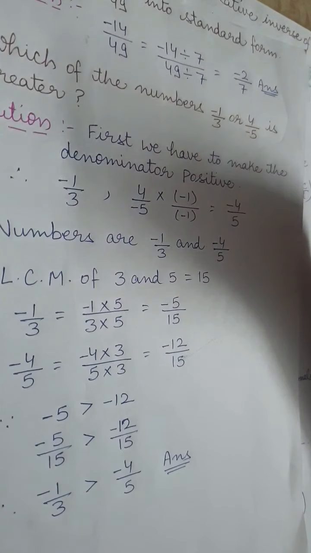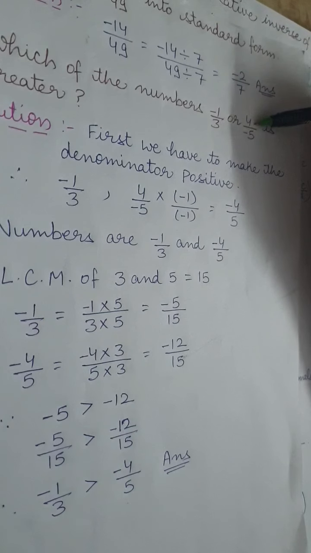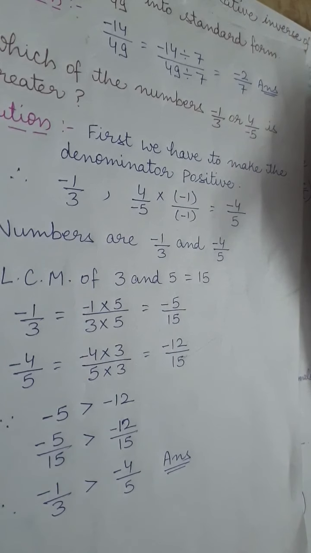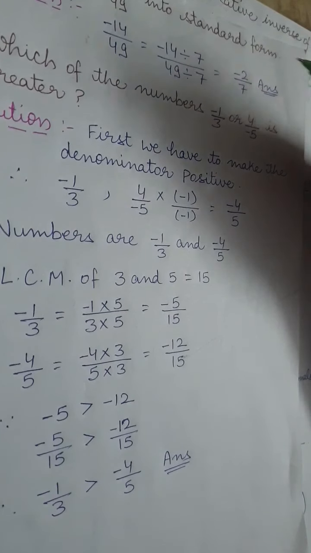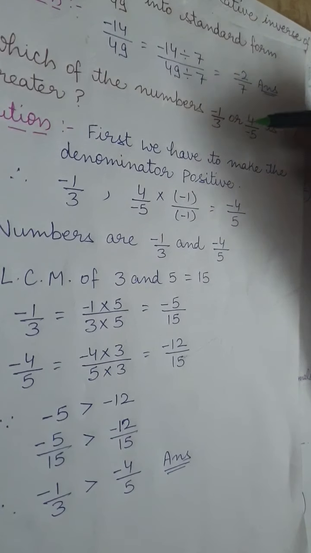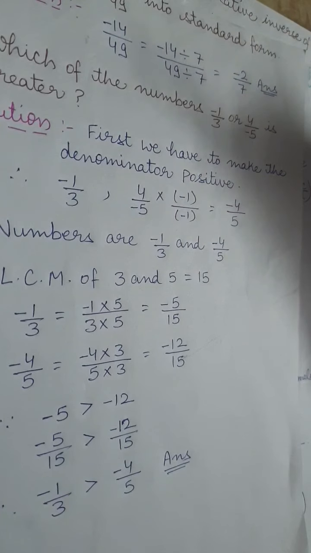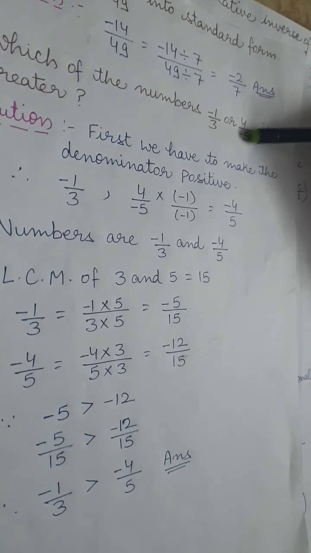In this question, what do we have to do? We have to compare the numbers. Which numbers are given? Minus 1 by 3 and 4 upon minus 5. We have to find out which is greater. So, just recall the steps. We have studied that the first step is to make the denominator positive.